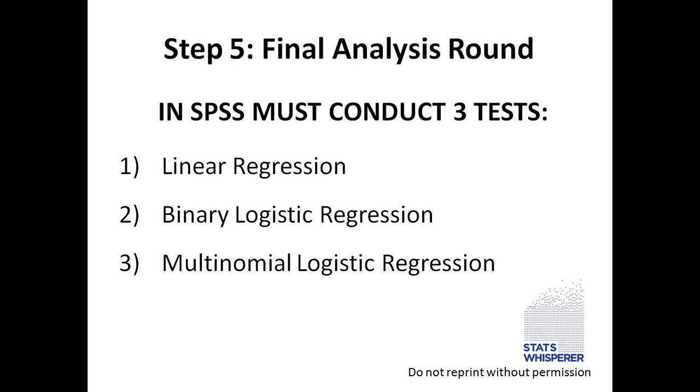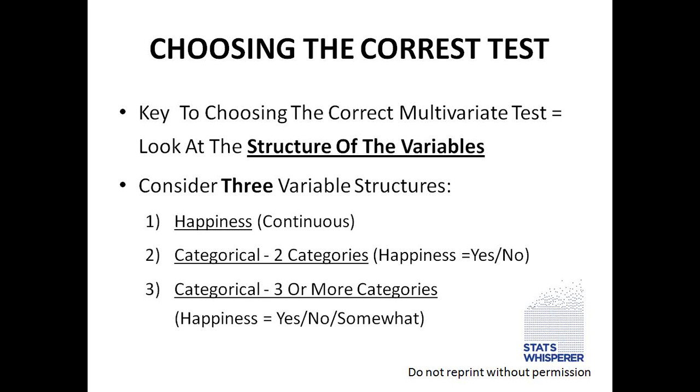So in SPSS, to look at our outcomes, we must know how to do 3 separate regression procedures. Linear regression, that's 1. 2, binary logistic regression. And 3, multinomial logistic regression. Now, when do we use each?